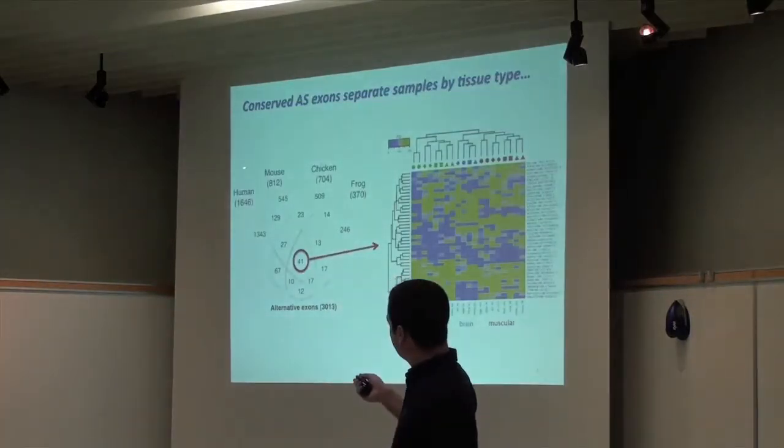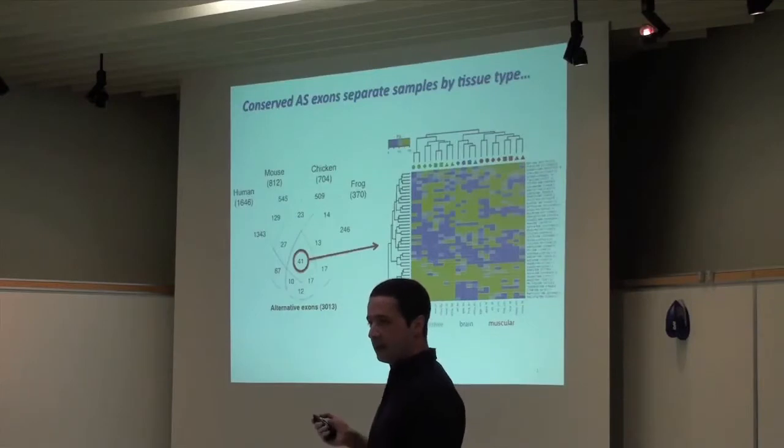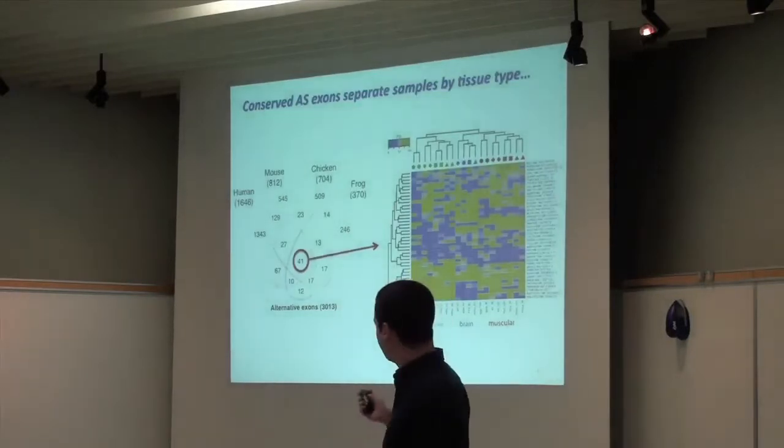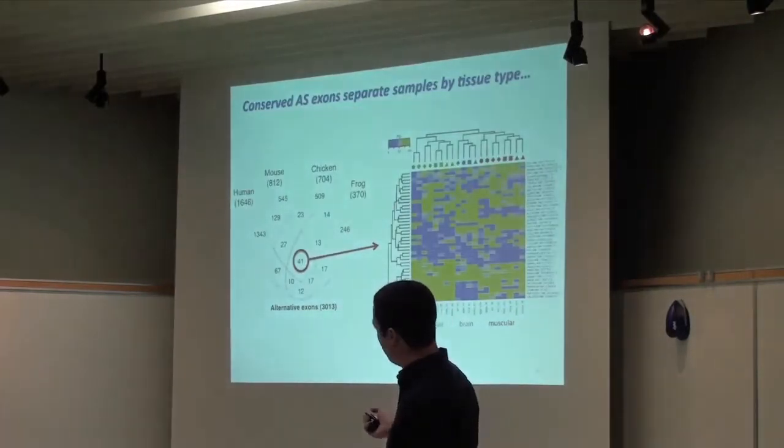So we select 4 species that are lineage representative: human, mouse, chicken, and frog. And this is a Venn diagram. You can't see it properly. But we asked ourselves, which exons are alternative in all these 4 species? And we found 41 of them.